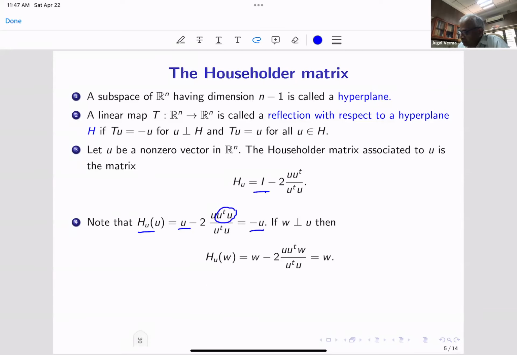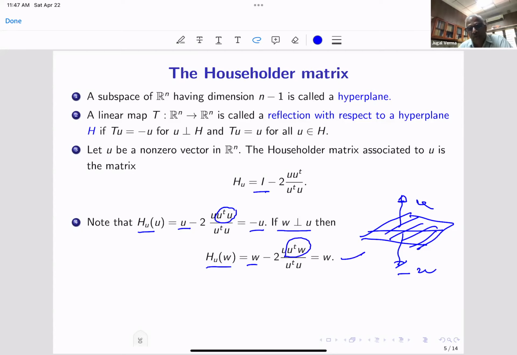And if I take a vector W which is perpendicular to U, in this plane, and operate HU on W, so HU W is equal to W minus two times U U transpose W over U transpose U. But W is perpendicular to U, so U transpose W is zero, and therefore it is just W. So the action of HU on all the vectors in the hyperplane perpendicular to U is that of identity, and U is mapped to minus U. This is the action of HU, and this matrix HU is called the Householder matrix.